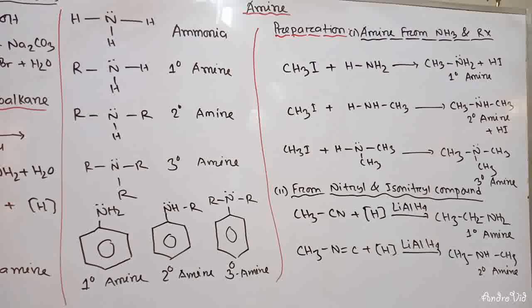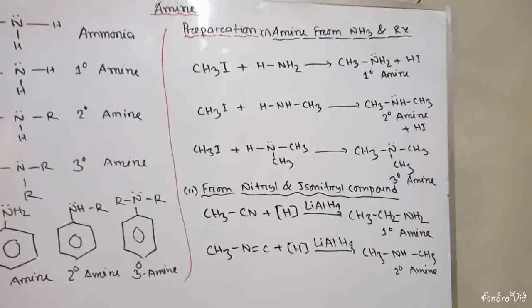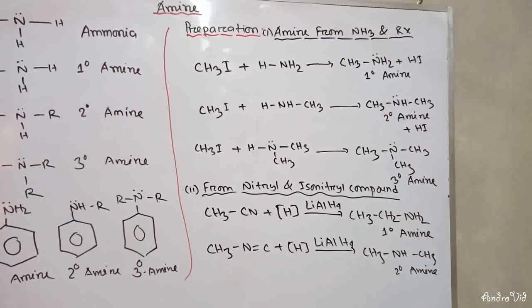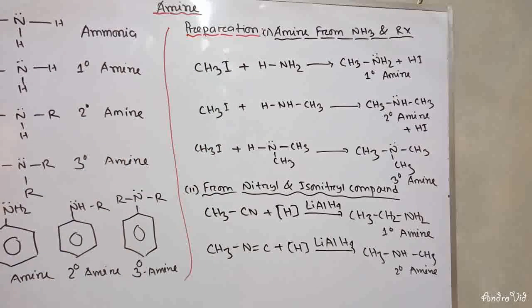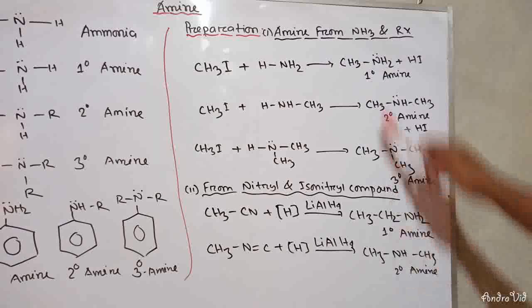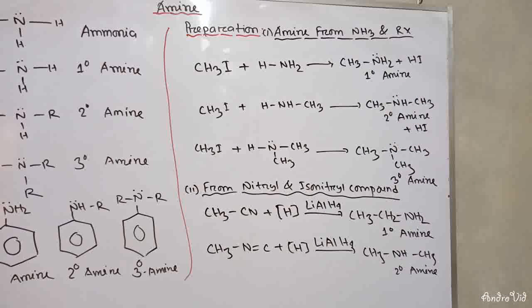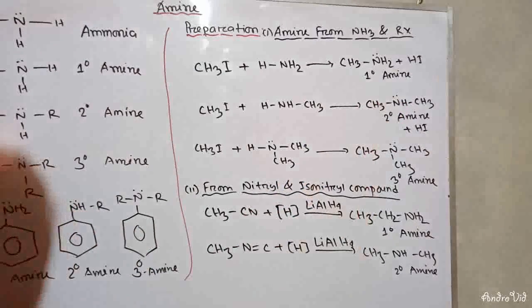Now I would like to say something about the preparation of amine. There are a number of processes to prepare amine. For the first time, if you want to prepare 1 degree, 2 degree, and 3 degree amine, you have to react ammonia and alkyl halide.